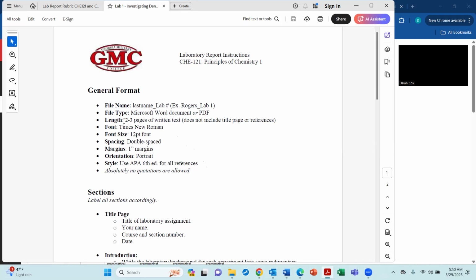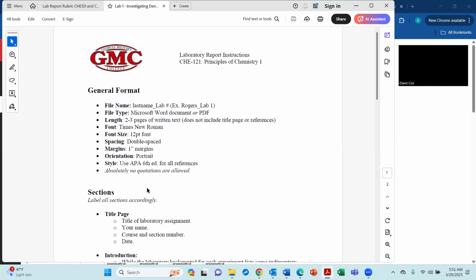I'm not looking for any particular length. Most students' lab reports are much, much longer than 2 or 3 pages. So don't worry about how long your lab report is. Worry about if your lab report includes everything that it needs to include. That's what I'm looking at. I don't really care how long or short it is, as long as everything that needs to be there is there. All right. So APA format.